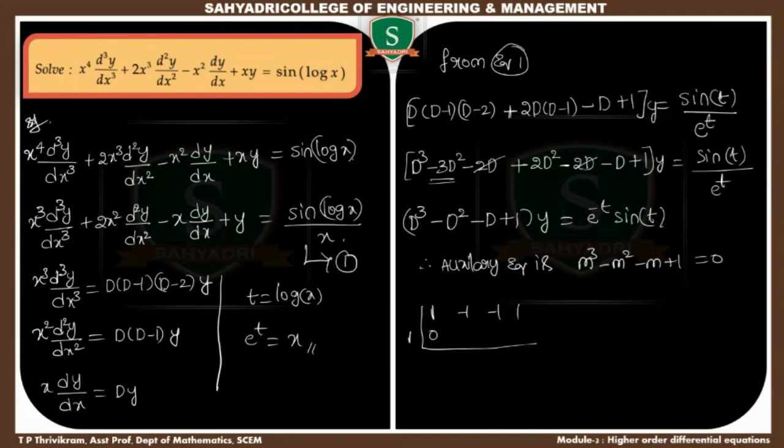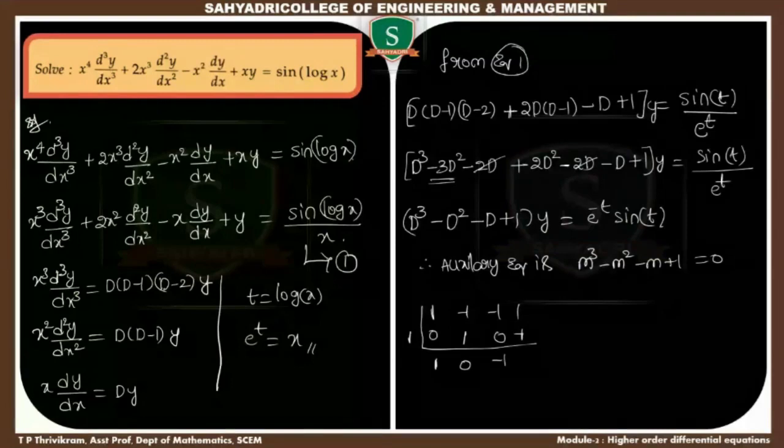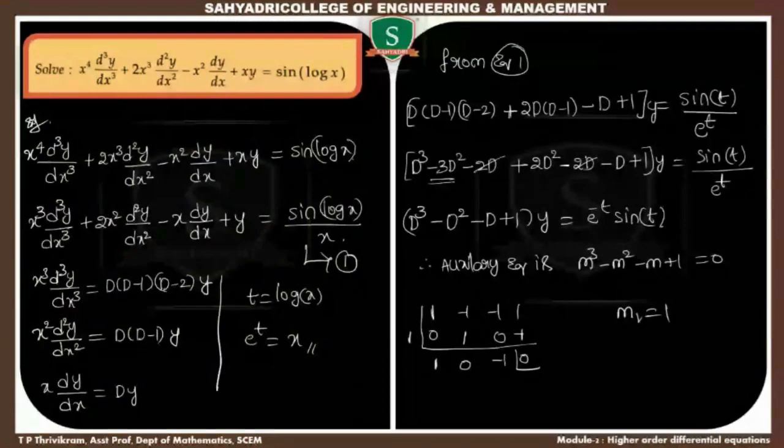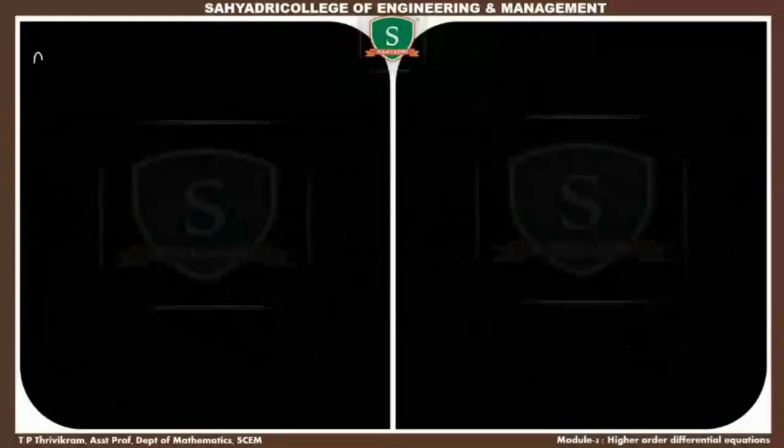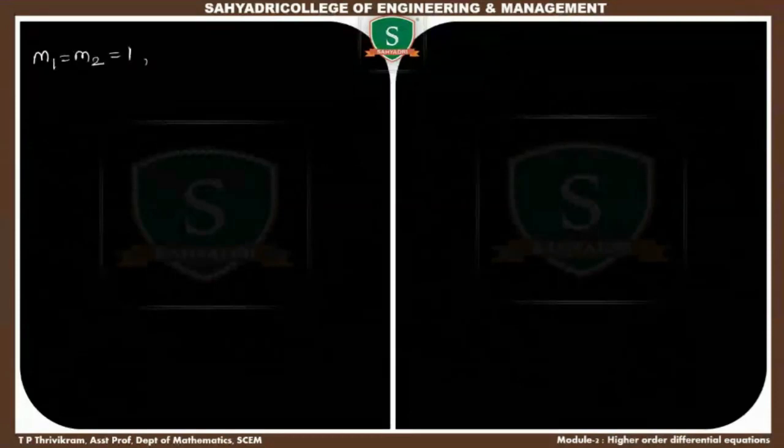So plus 1 you'll get 1 into 1, 1, 0; 0 minus 1, 1, 0. So this implies m1 is 1, m square minus 1 equal to 0, which implies m is equal to plus or minus 1. Okay, so finally we'll get m1 equal to m2 equal to plus 1, m3 is minus 1.